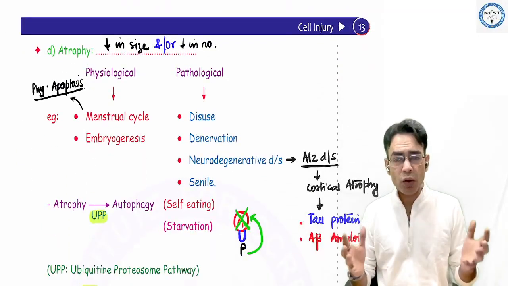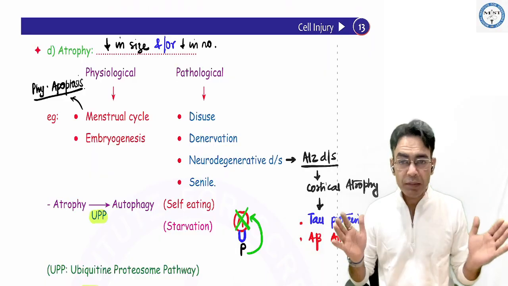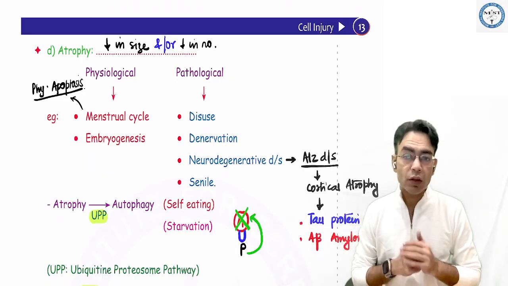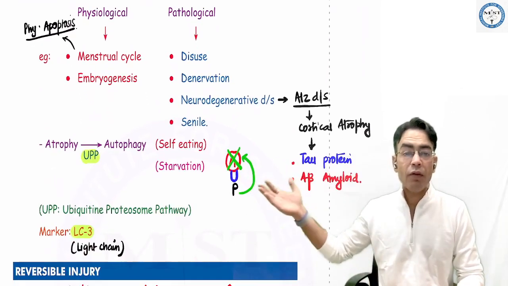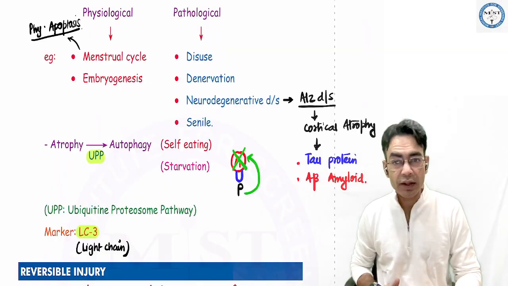Atrophy is decrease in the size or the number of the cell. It can be both together or can both be separate. The atrophy is always accompanied by autophagy because of UPP pathway, ubiquitin proteasome pathway, and the marker of this atrophy or autophagy is LC3, that is light chain 3.